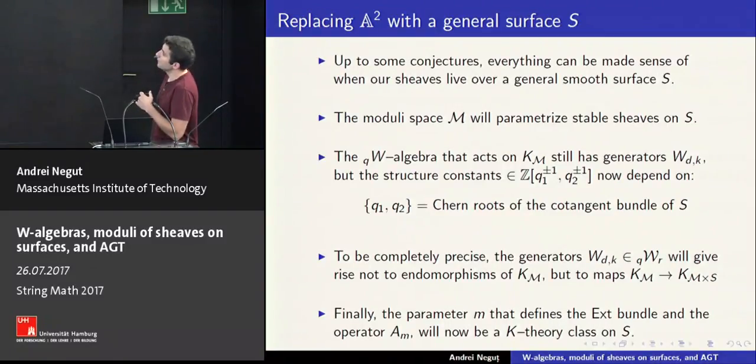So this slide is how you generalize everything I have said before to more general surfaces, but the formulas you get, and in particular formulas for the commutation relation between AM and the generators of the W-algebra, will look the same. So all of the formulas will be universal in terms of these parameters Q1 and Q2. If you want to specialize these formulas for an arbitrary smooth projective surface S, the only thing you have to do is to specialize Q1 and Q2 to be Chern roots of the cotangent bundle of S.